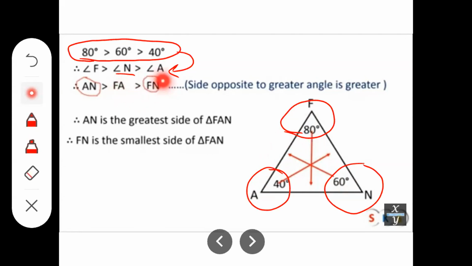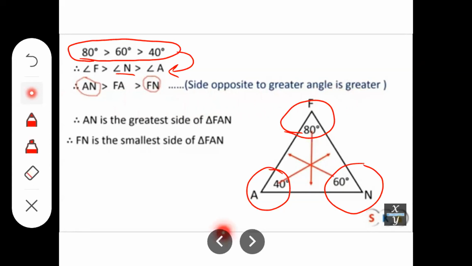And for angle A, the side opposite to angle A is FN. Put the segments opposite to the angles, and the same symbol, greater than, copy it in the next step. That is very simple. Write the reason: side opposite to greater angle is greater.